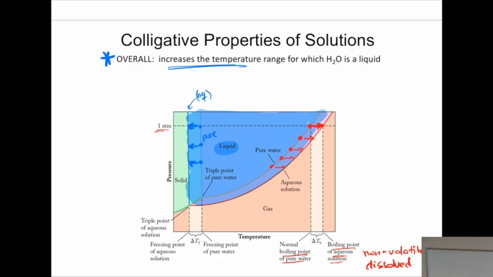All right, now, this has all been qualitative. You need to know what effect non-volatile particles have with respect to those four variables. Right? Vapor pressure goes down, boiling point goes up, freezing point goes down, osmotic pressure goes up. But also understand what's going on empirically that causes that. But now we're going to get quantitative, and we're going to start calculating what those changes actually are.